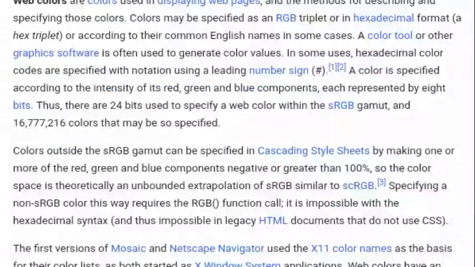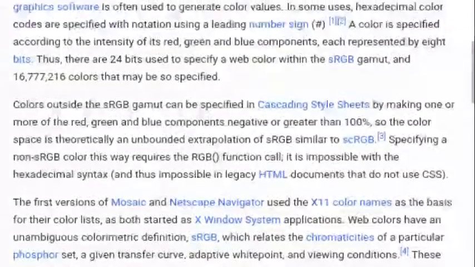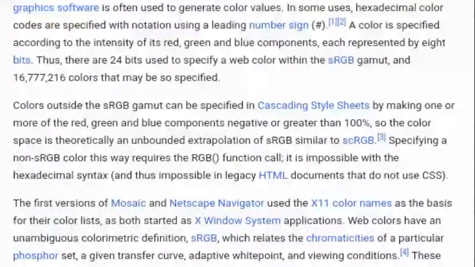There are 24 bits used to specify a web color within the sRGB gamut, and 16,777,216 colors that may be so specified. So basically there are over 16 million colors. Can you imagine? Over 16 million colors of the spectrum.